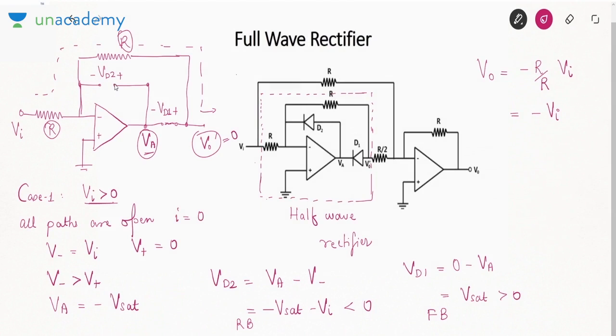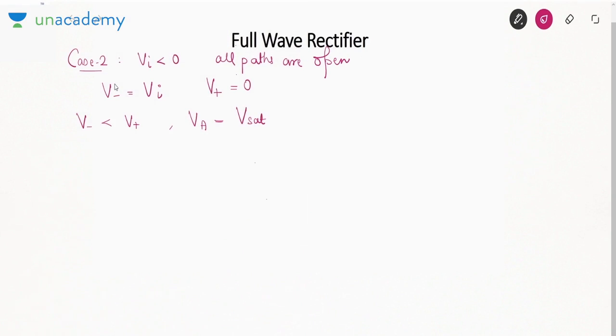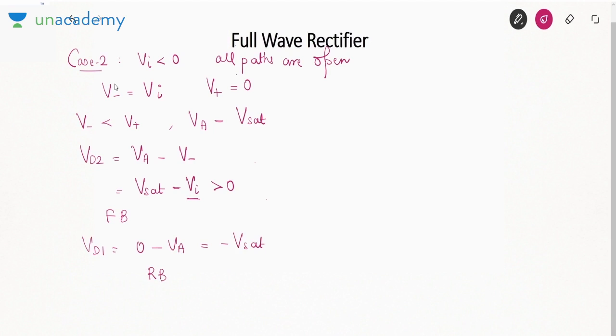VA is plus Vsat. Now we will find VD2 and VD1. VD2 is VA minus V minus, that is Vsat minus Vi. Now Vi is negative, so minus minus will be plus. It is greater than 0, so D2 is forward bias. VD1 is 0 minus VA, that is minus Vsat, so it is reverse bias.